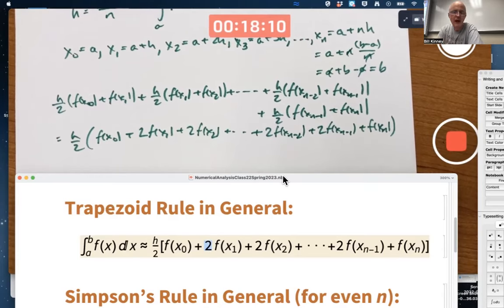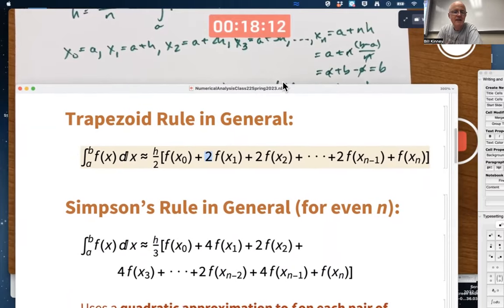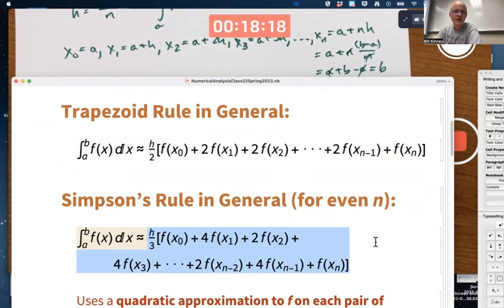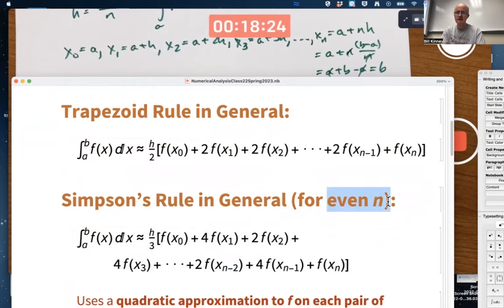In a similar way, there's a general Simpson's rule. Looks like this. You do need in this rule here for n to be even, okay? But h is still b minus a over n.